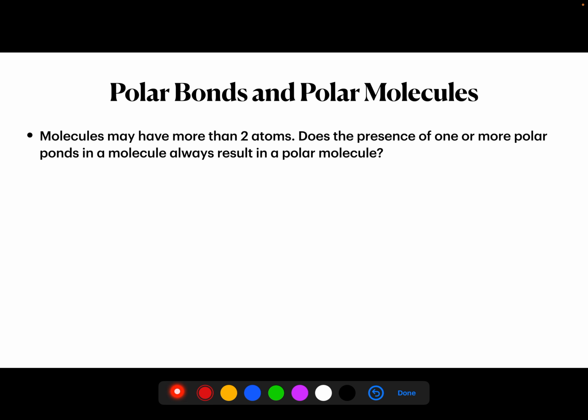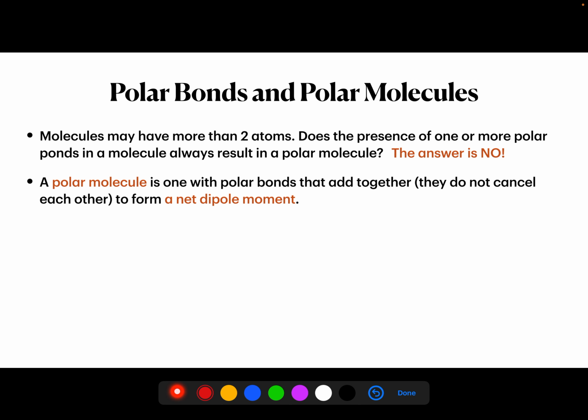Let's now look at polar bonds and polar molecules. Previously we were just looking at a particular bond, but now we want to think about the overall molecule. If we just have two atoms in it, that's one thing. We can just look at that single bond and say, is it a polar molecule or not? Well, what happens when we have more than just two atoms in the molecule? Can we say that it's a polar molecule just by knowing about one of the bonds? Well, it turns out we can't.